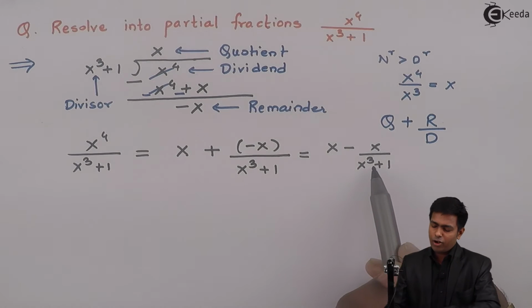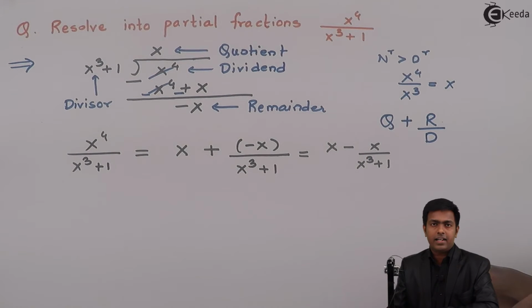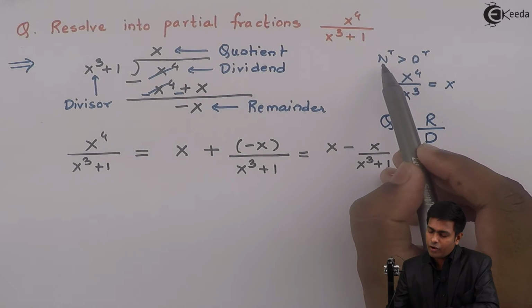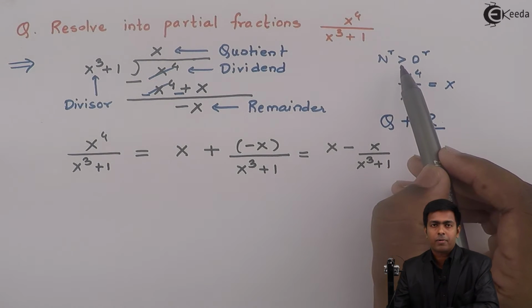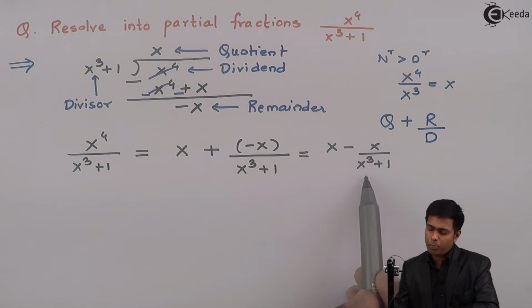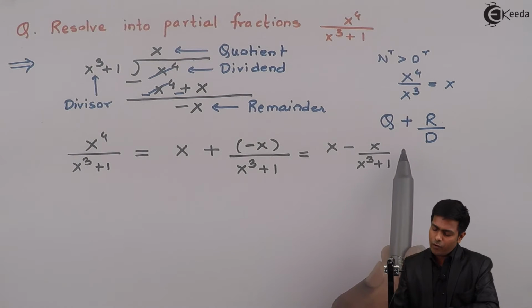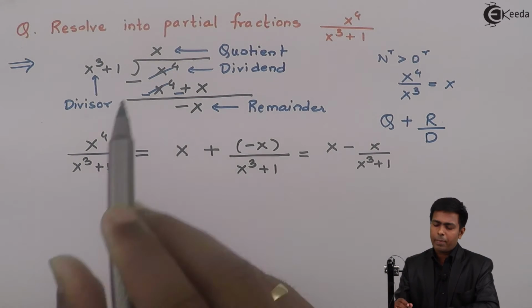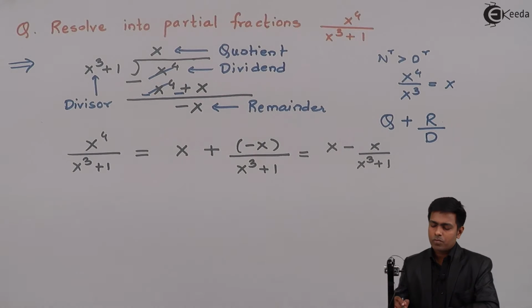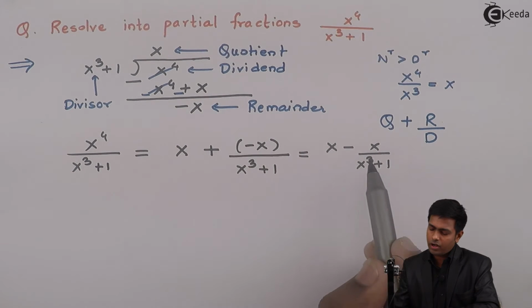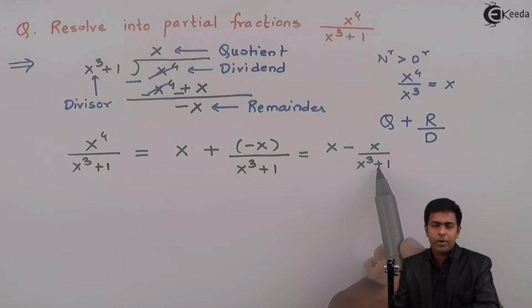So whenever the degree of the denominator is greater, we say it is a proper fraction, and whenever the degree of the numerator is greater, we say it is an improper fraction. So now we got the proper fraction, and for a proper fraction we can perform the partial fraction. So now I will perform partial fraction for x upon x cube plus 1.